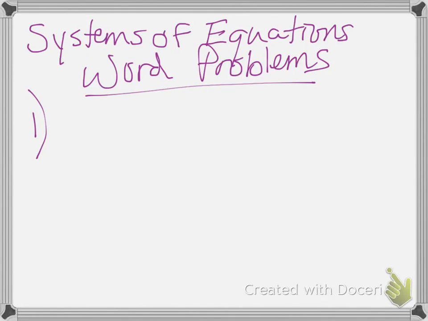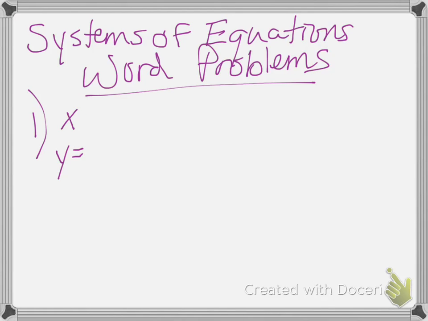I'm ready to go. The sum of two numbers is 30 and their difference is 12. Find the two numbers. Okay. So, the sum of two numbers is 30 and their difference is 12. Find the two numbers.